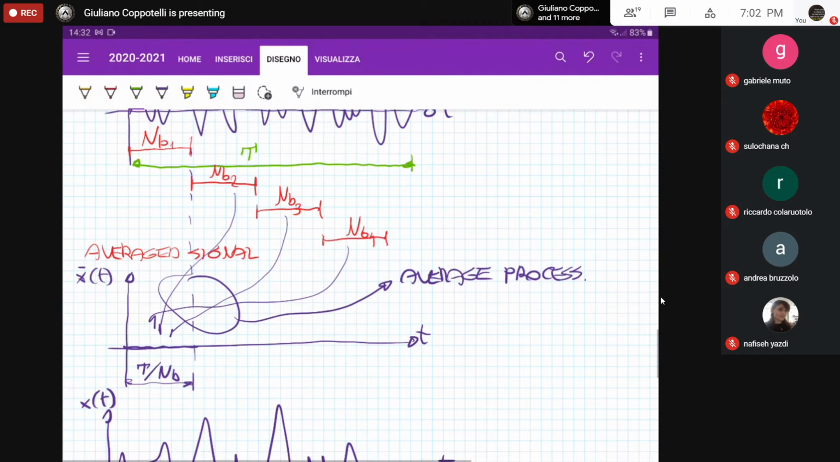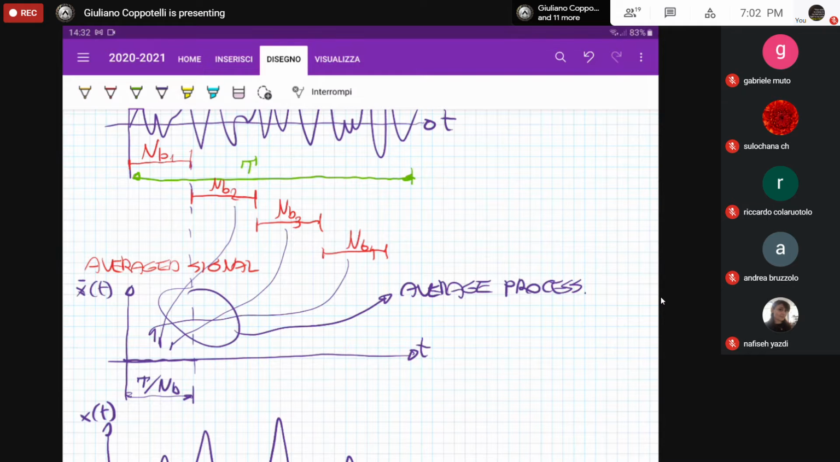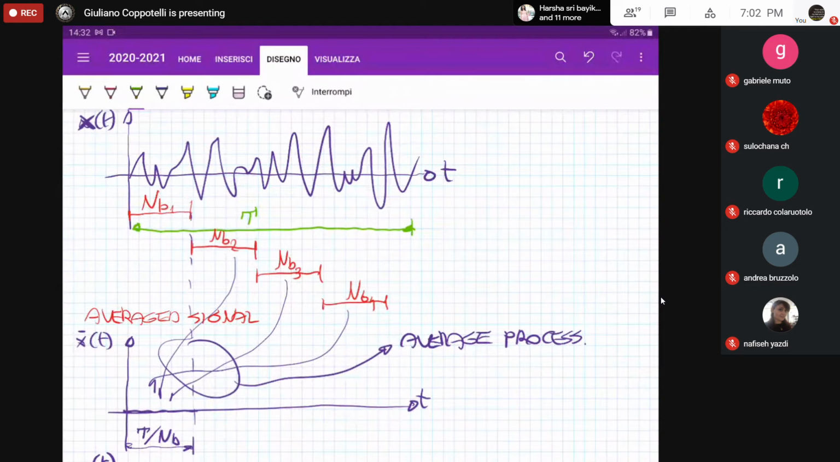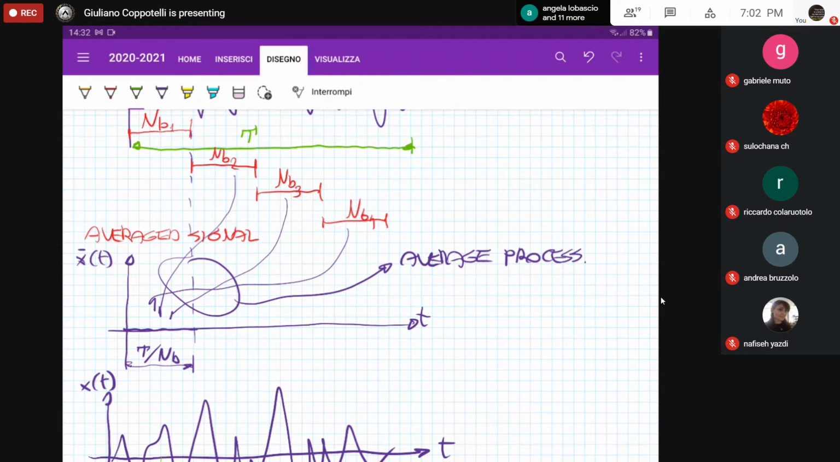The cost is that we no longer have the whole capital T in terms of measurements. The observation period that was equal to capital T is not there anymore, because we fictitiously reduce the observation time to what we call here T over the number of blocks.